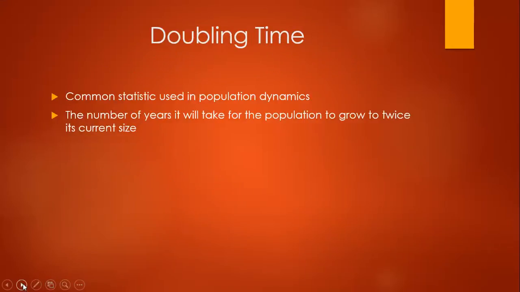Let's take a look at doubling time. Doubling time is a statistic that's used in population dynamics, and basically you're figuring out the number of years it's going to take for the population to grow to twice its current size. And to figure this out, we use the rule of 70. It's an equation that allows us to calculate by dividing 70 by the percentage population growth. So doubling time is equal to 70 divided by the percent population growth.